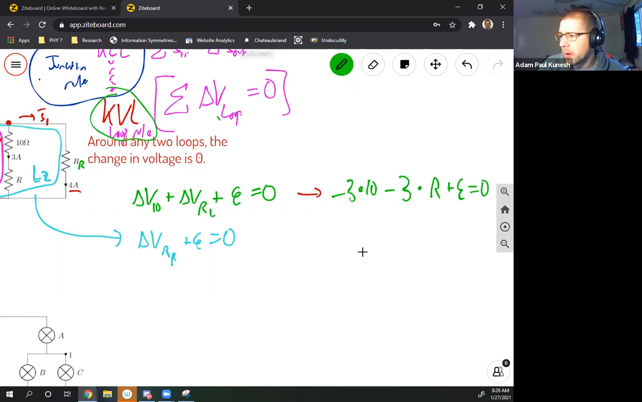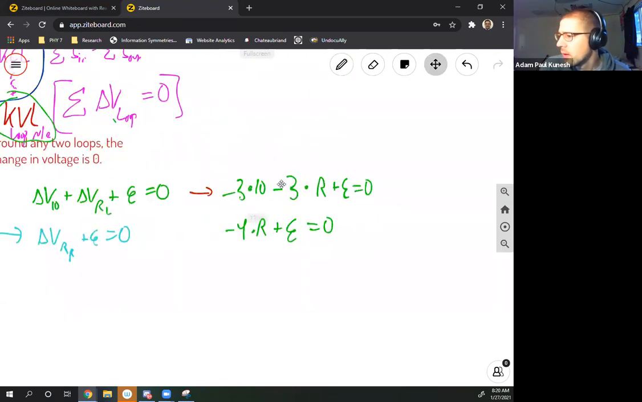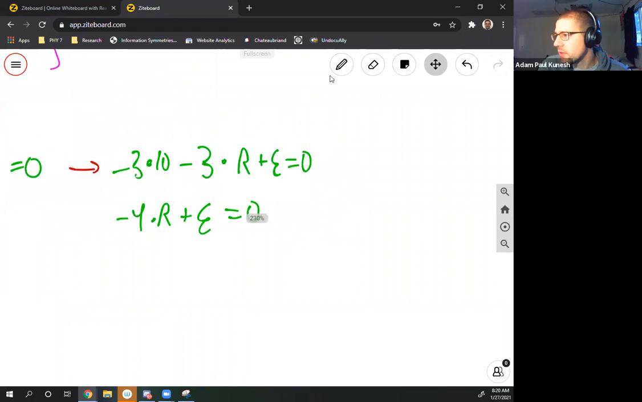On the lower part, I've got a 4 amp current passing through this R resistor. So it's going to be -4 times R plus the battery voltage is 0. Okay, cool. So this is a system of equations with two unknowns, R and E, but fortunately they both have E in them, so I can subtract them if you're comfortable with that.